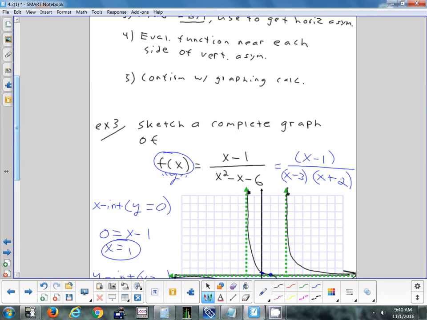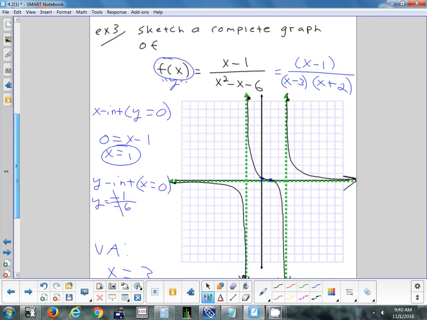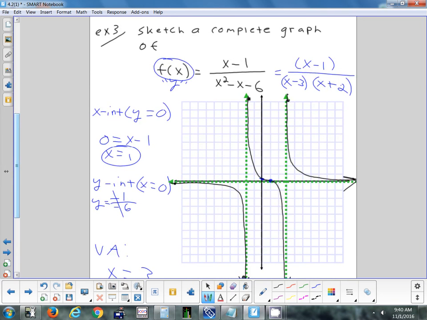So you get 0 minus 1 divided by 0 minus 0 minus 6. So it's negative 1 over negative 6. And then what's that on the graph? That was the y-intercept, right? So 1/6 is, I tried to draw it right about there. The x-intercept? Yeah.